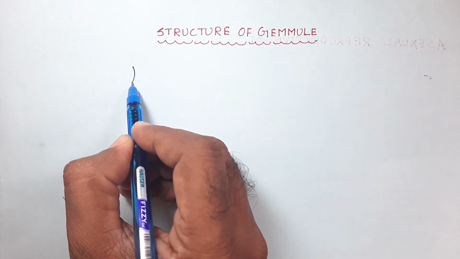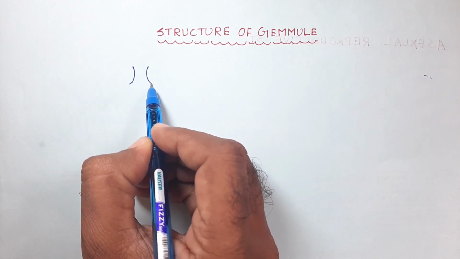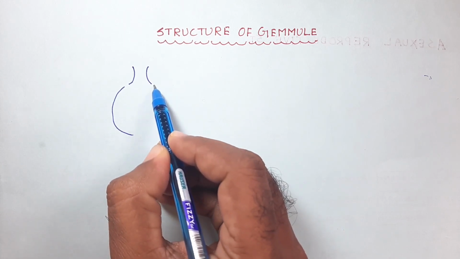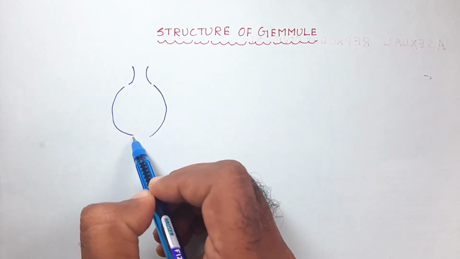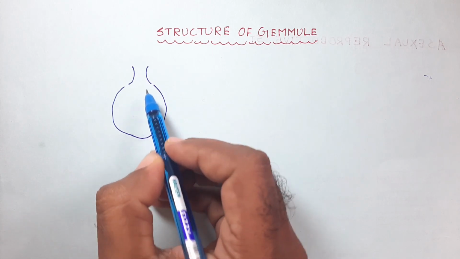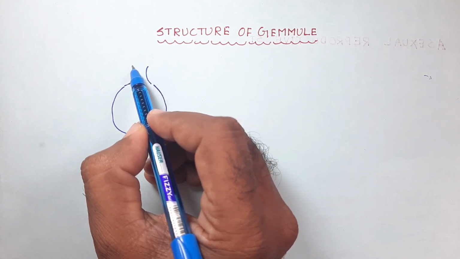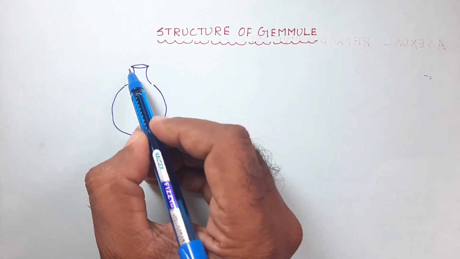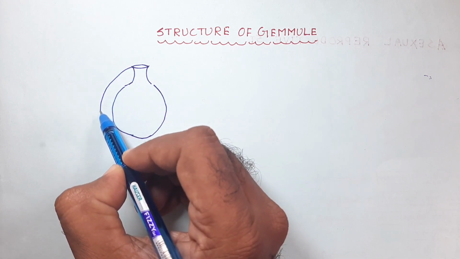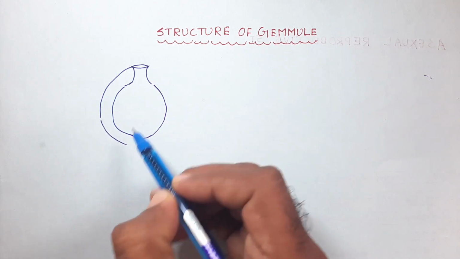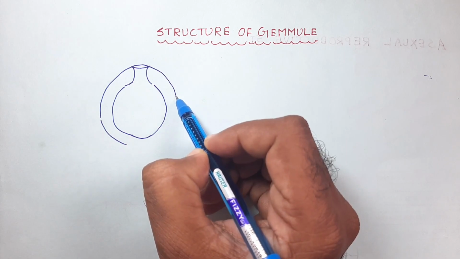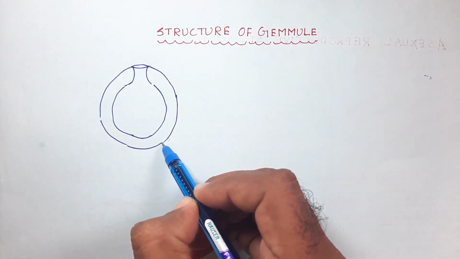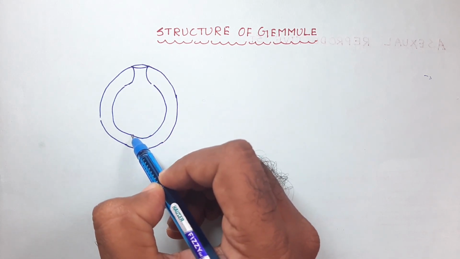Dear student, let us understand the structure of the gemmule. The gemmule has a very simple structure. It has an opening and a membrane, that is, an outer and inner membrane. It is generally oval in shape.